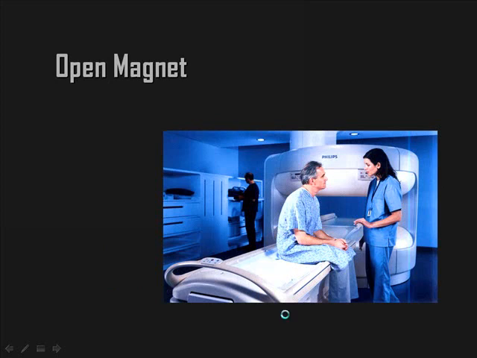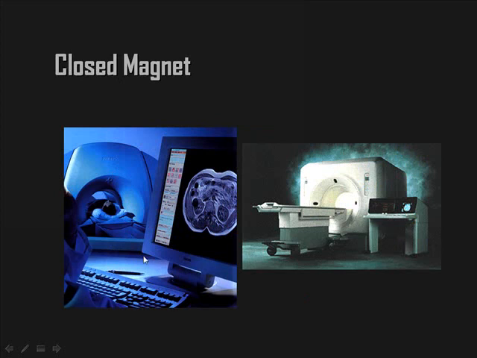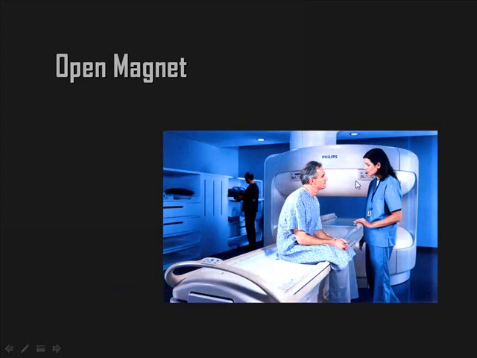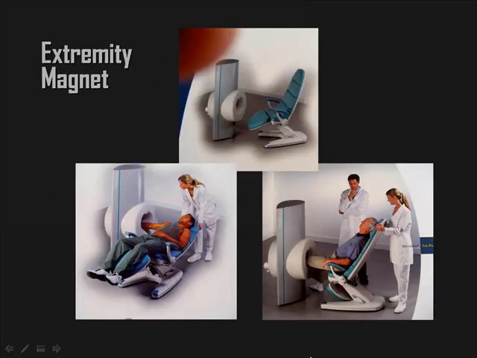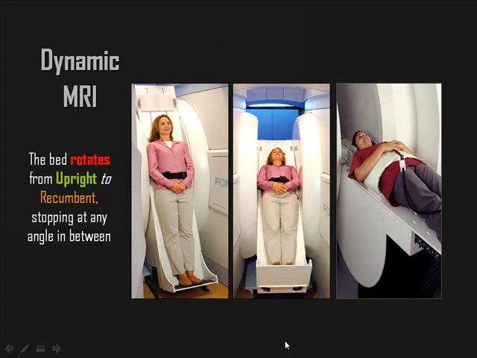Then a few words about the MR, which is more sensitive and can facilitate easily the examination of the spine. And you know we have the closed MR machine and the open MR machine. And this is what we call the extremity machine. It is not suitable for examination of the spine, but it is suitable for examination of the limbs, like this you can see.